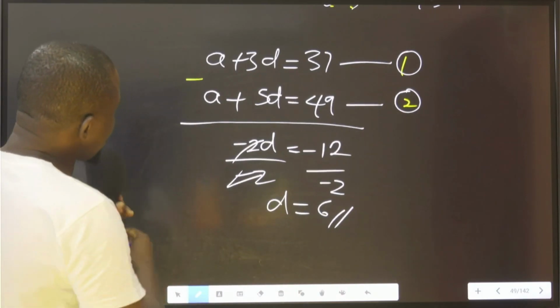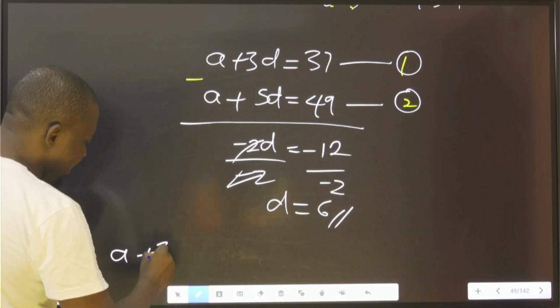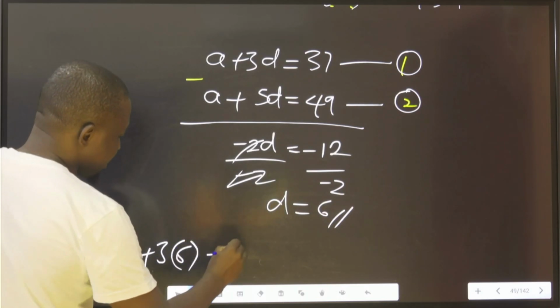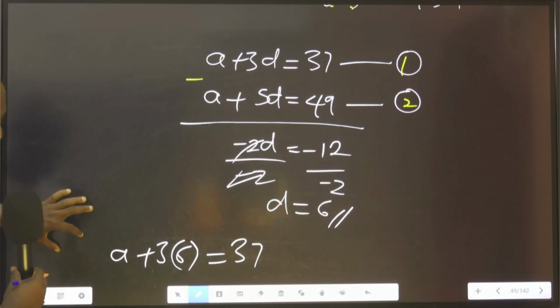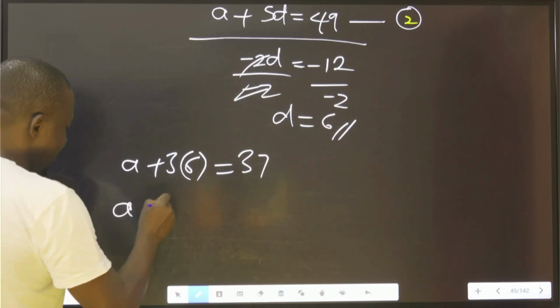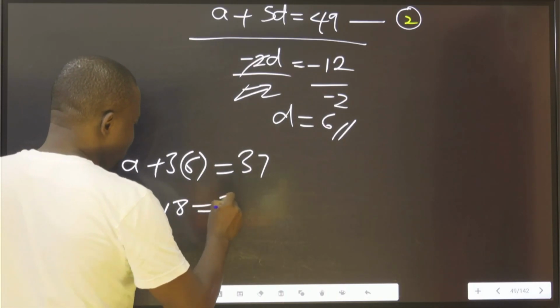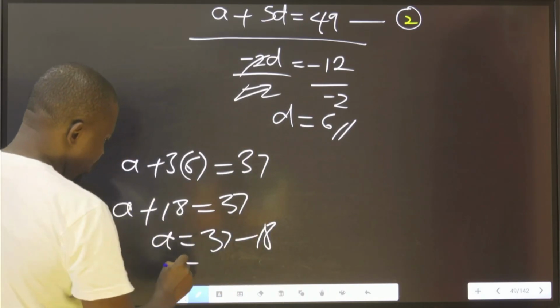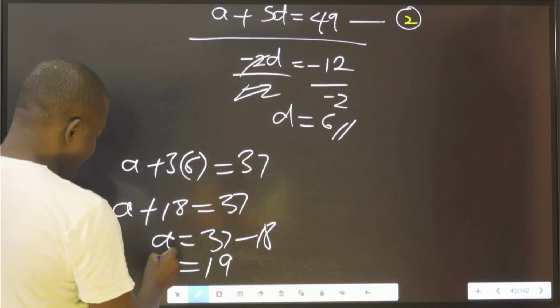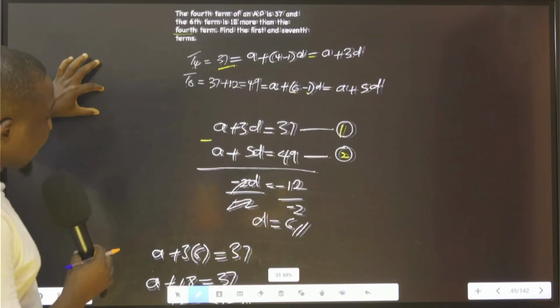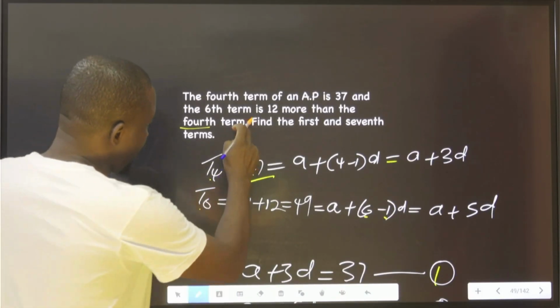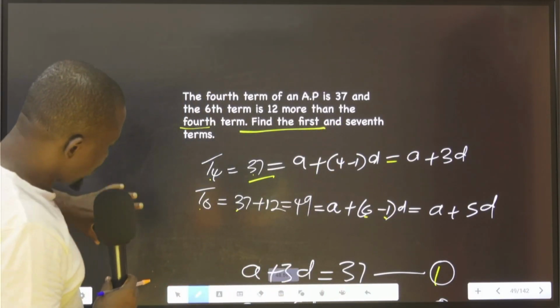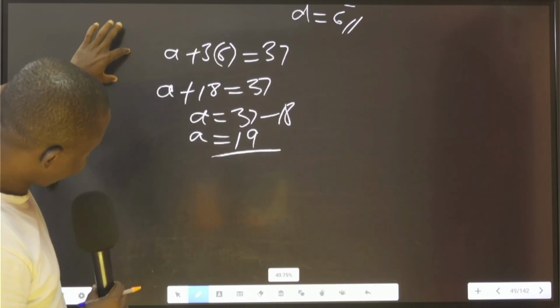Now we can take the first one. A plus 3, in place of D we put 6, equals 37. You agree with me that this is A plus 18 equals 37. A therefore is equal to 37 minus 18, which is equal to 19. A therefore is 19. Now that we have this information, let's go back to the question. The first term is 19.